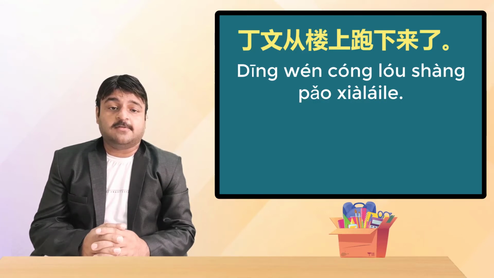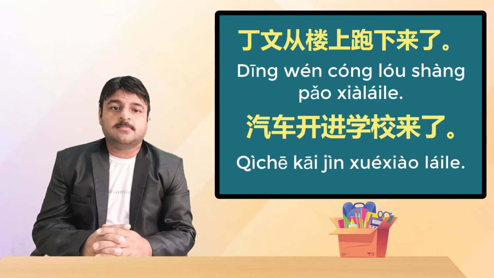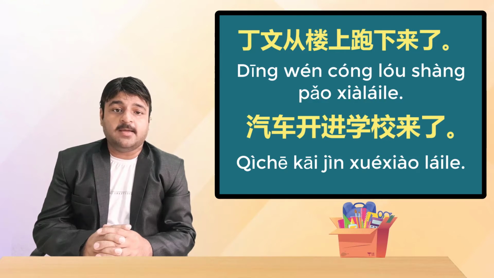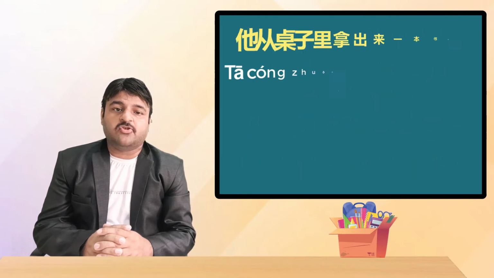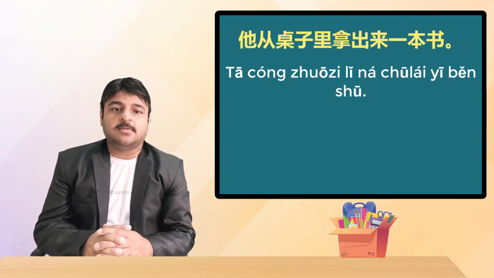Moving on to the second sentence, let us read the sentence. 汽车开进学校来了. Kai, to start or run, jin, to enter, lai, came. The car came running inside the school. 他从桌子上拿出来一本书. He from the table carried and brought a book. Notice the compound directional complement and movement in this sentence. He picked the book from the top of the table and brought it to the speaker. The movement is towards the speaker.